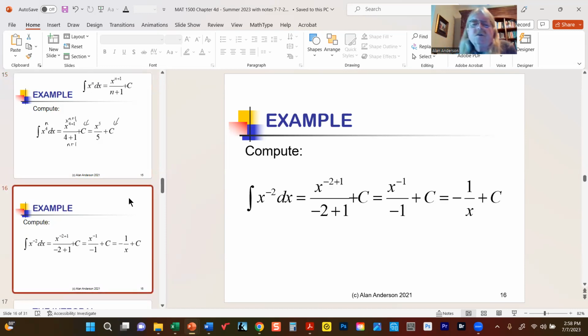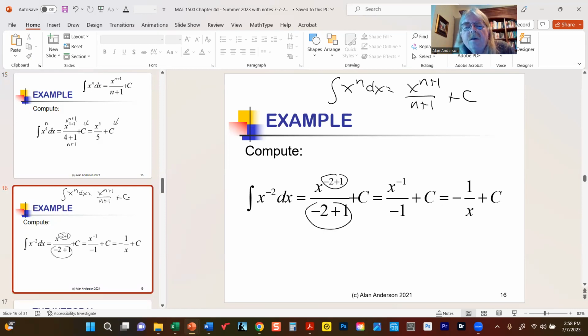Now, how about this one? This one's a little trickier because of a negative exponent, but it's still the same logic. So negative 2 plus 1 is here. Negative 2 plus 1 is here. Don't forget the c. So we end up with x to the minus 1 over negative 1, or simply negative 1 over x plus c.